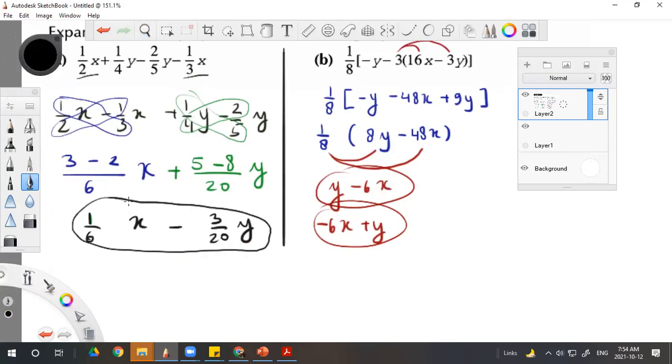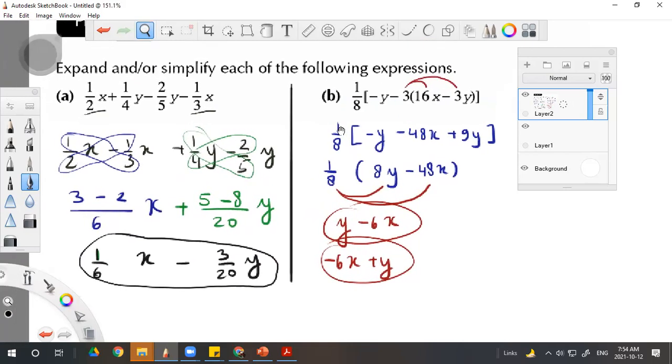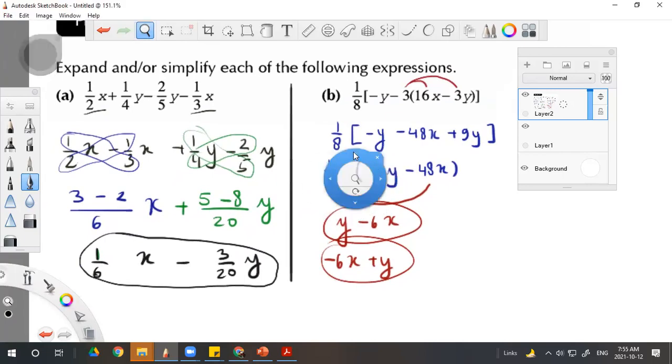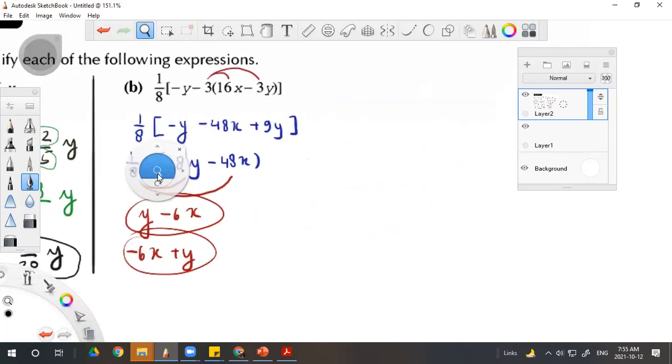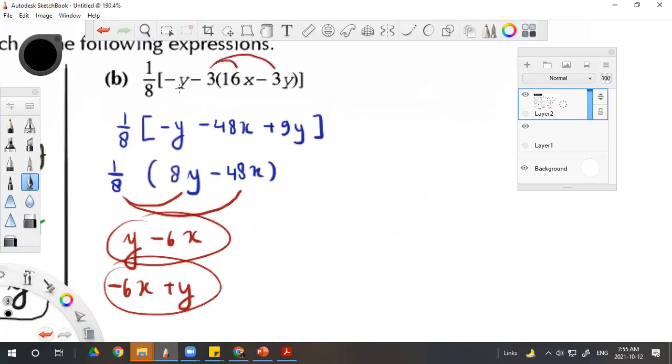I don't understand. Sorry? I don't understand. Okay, you can tell me which part you don't understand and the details. Like I don't understand most of them at B. At B, okay. So you have to do the innermost bracket.